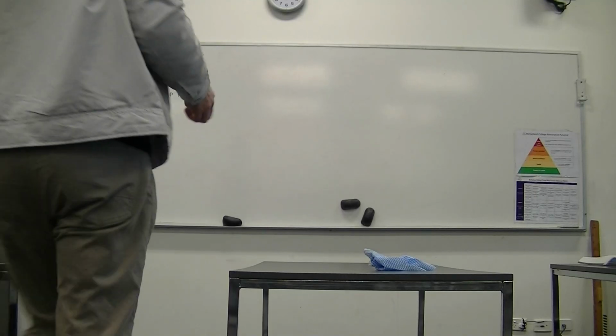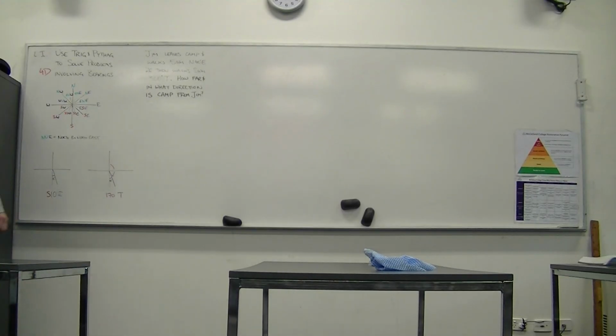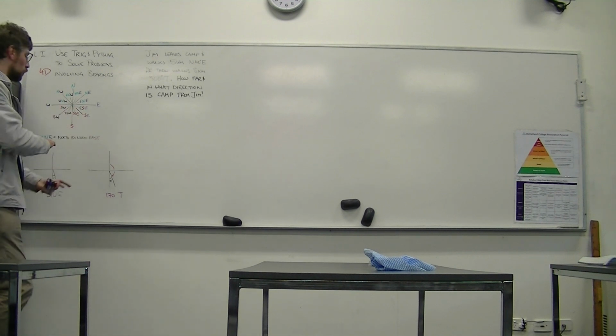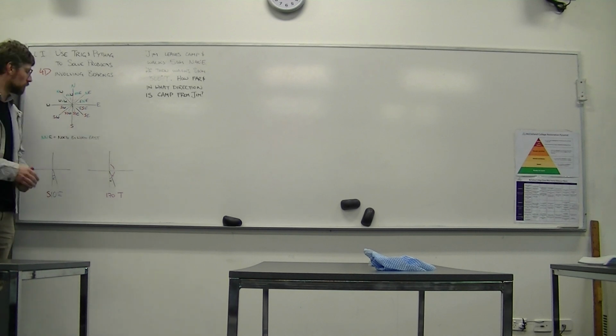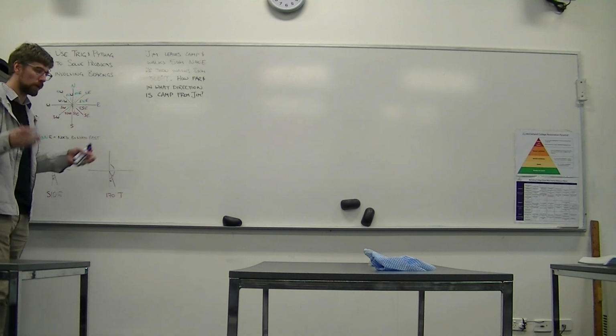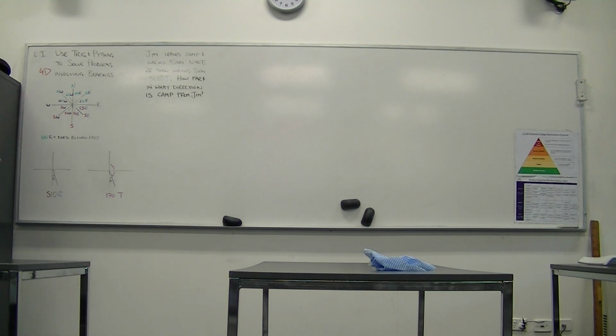Okie dokie. Use Trig Pythag to solve problems involving bearings. So this is when we're on a 2D surface and we're trying to figure out which way we're going with things. So these have fancy names. These guys are called the cardinal directions, or specifically north, south, east and west are called the cardinal directions. The others are just combinations thereof.